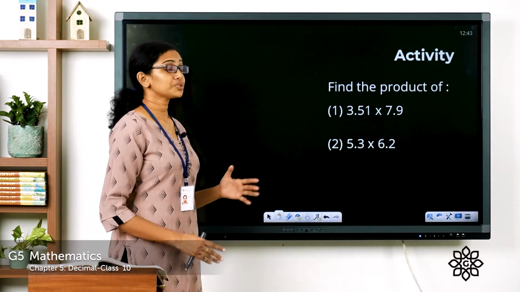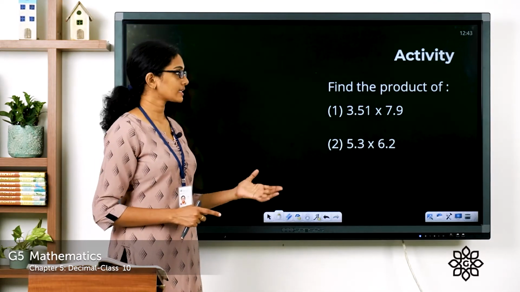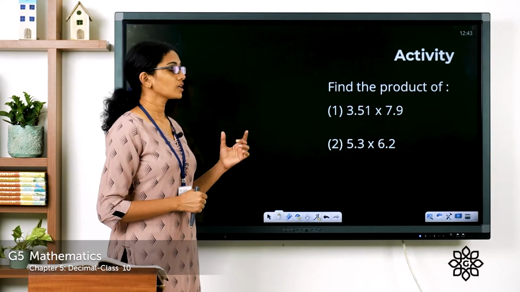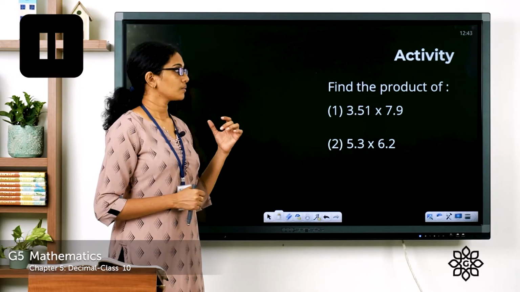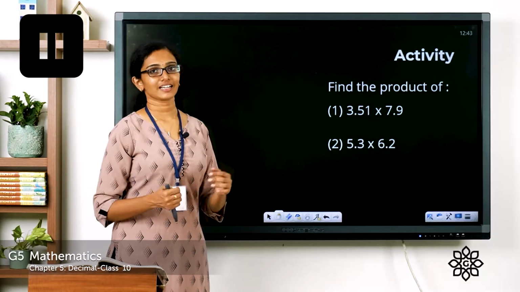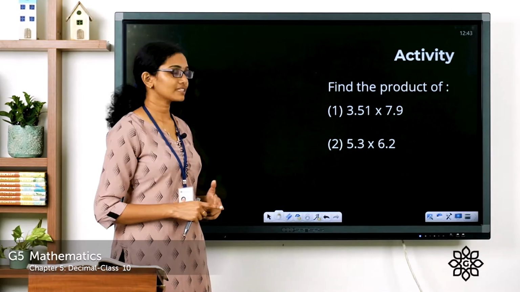Now let's do one activity. All of you please take your maths notebook. We can write the heading multiplication of two decimals. Then you can take down these questions in your notebook. Pause the video, take down the questions, work them out and come back. Hope you are done with that. Now let's discuss each question one by one.